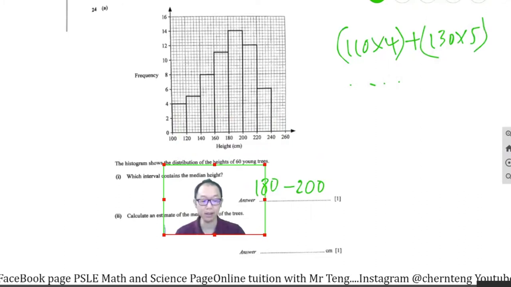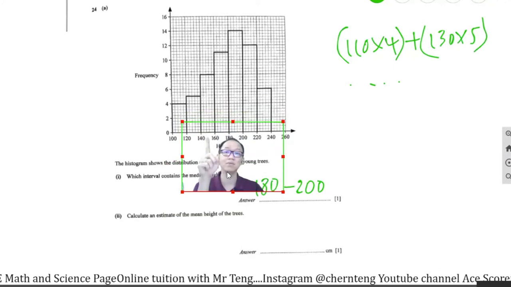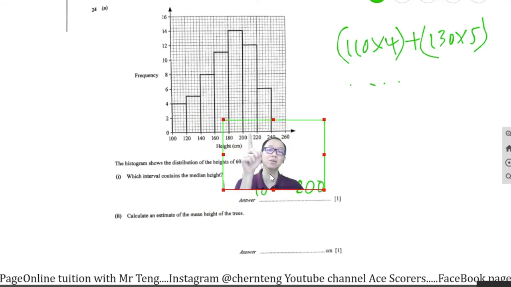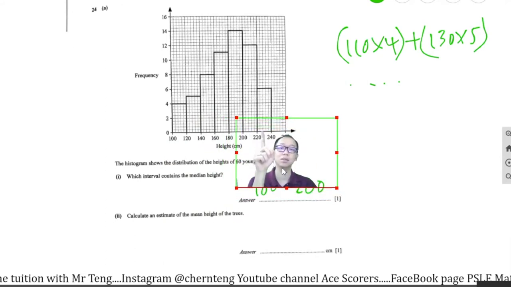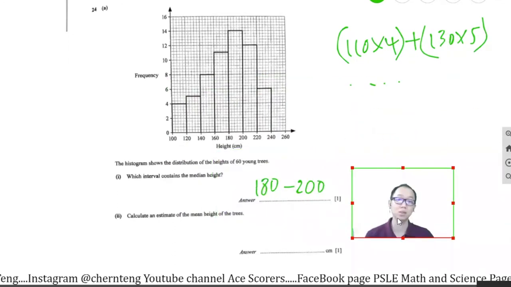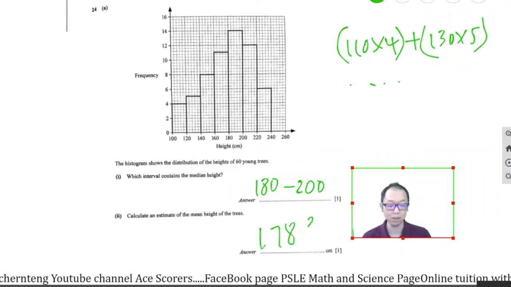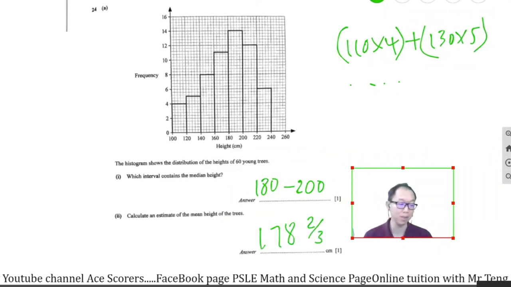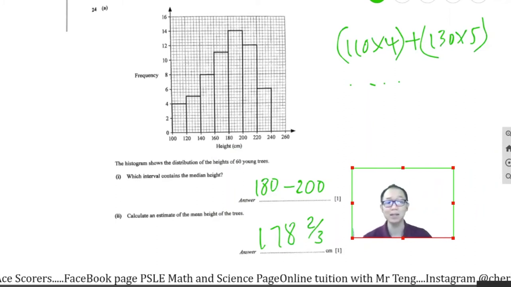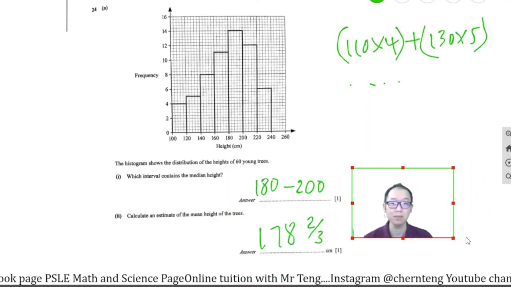Here you add them all together, then you divide by 60 young trees. So here you take 150, take the middle, 170, 190, 210, 230, right? Always take the middle times the frequency, add them together, divide by 60, and you will get an answer which is 178 and about 2/3, plus or minus a bit. So that is an estimation. This is the mean.